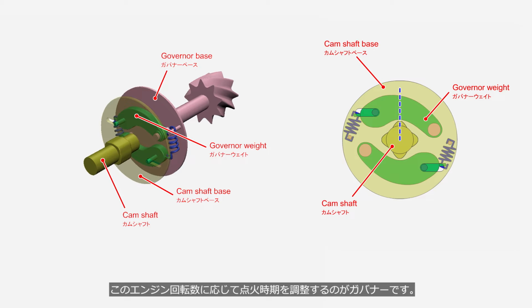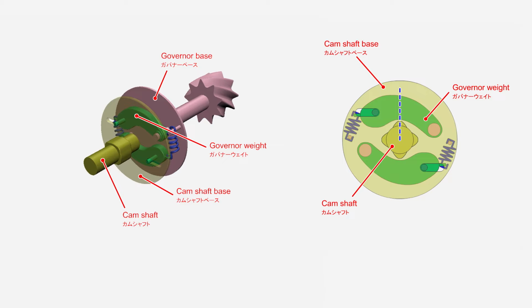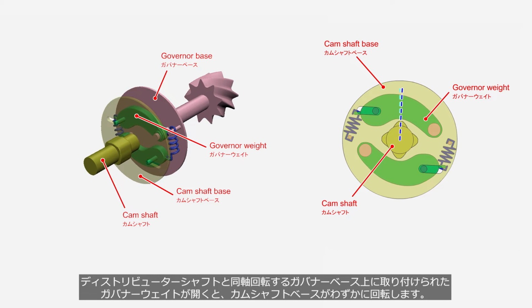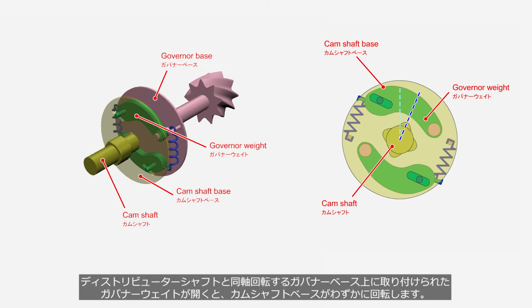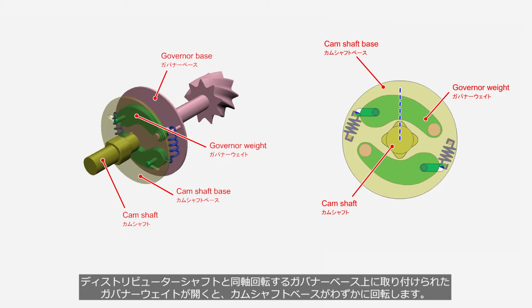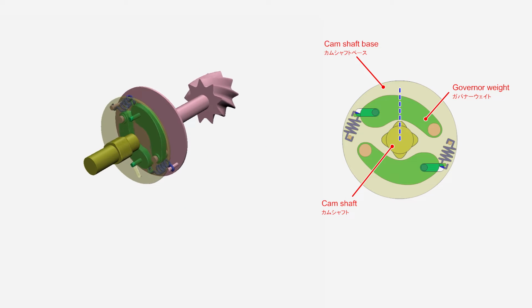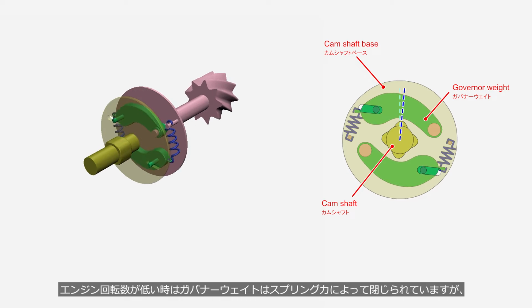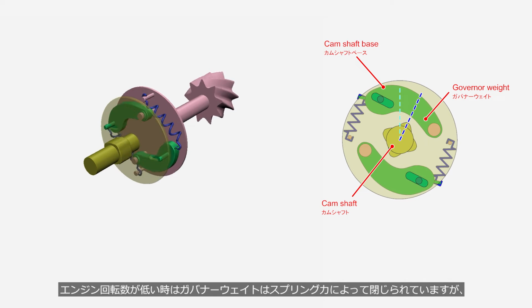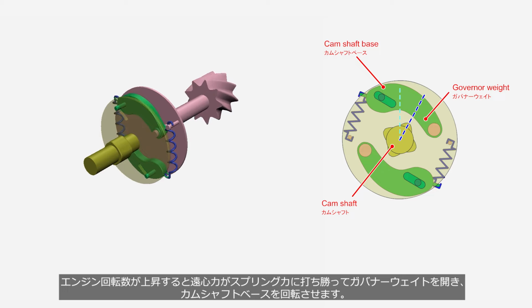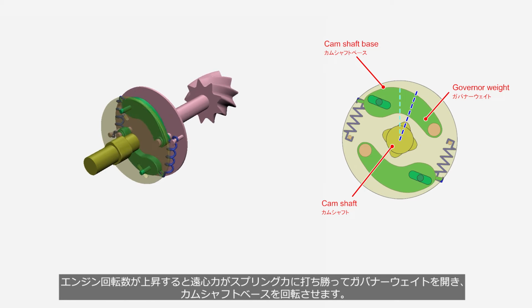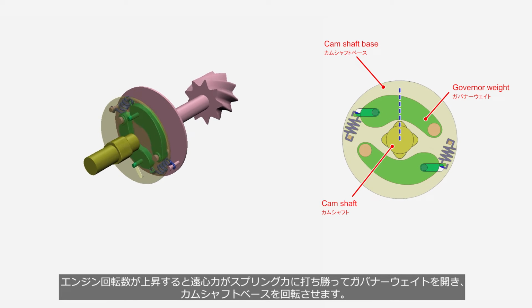The device which adjusts the ignition timing according to the engine speed is called a governor. Two governor weights are attached to the governor base, which rotates coaxially with the distributor shaft. When the governor weights open, it slightly rotates the camshaft base. When the engine speed is low, the governor weights are closed by spring force. However, as the engine speed increases, the centrifugal force overcomes the spring force and opens the governor weights, and it rotates the camshaft base.